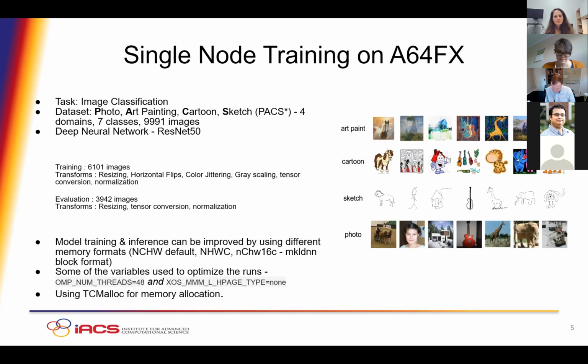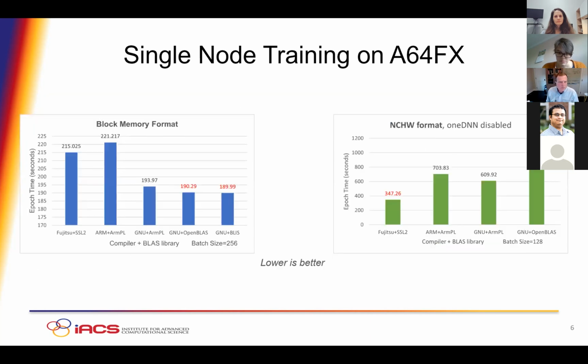This is one benchmark application from a well-known problem called domain generalization. The data set that we use here is the PACS data set. You might see that there are very few images here, but the reason to use this data set is to see how well different batch sizes can fit on a single node, and these transforms that you see over here represent the complexity of the problem.